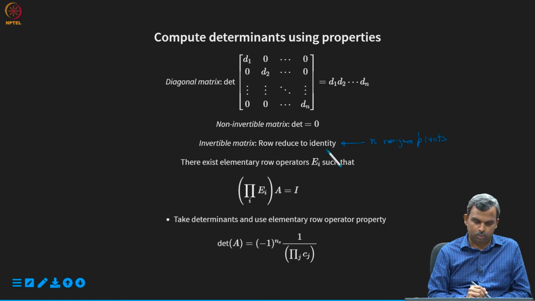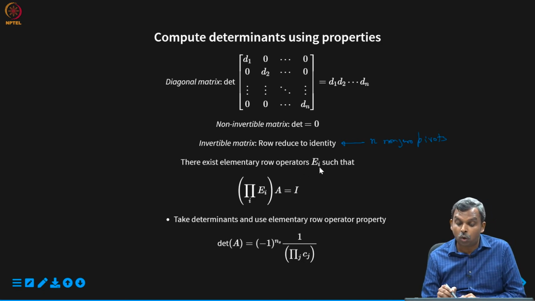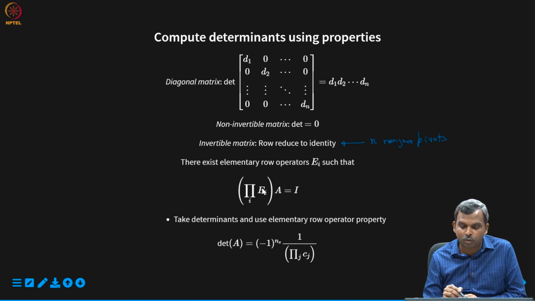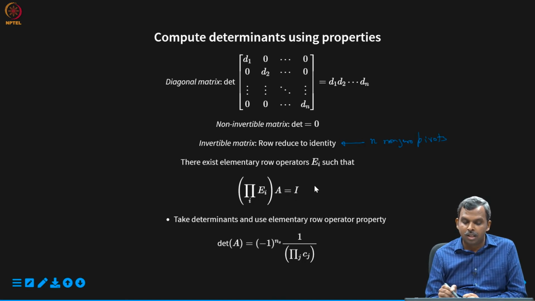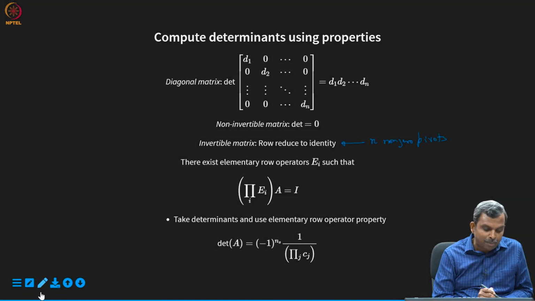So what are we saying here? There exist elementary row operators E_i such that the product of all these E_i's times A equals I. This is crucial. Once you get this, you can take determinants on both sides. When you take determinants on both sides, notice what happens. On the left hand side, you have this familiar form: it's just a product of row operators times A. I know my determinants go inside, right?